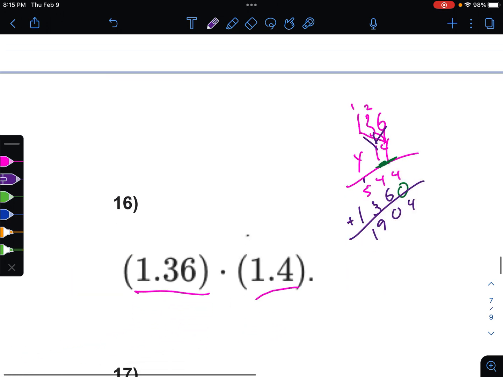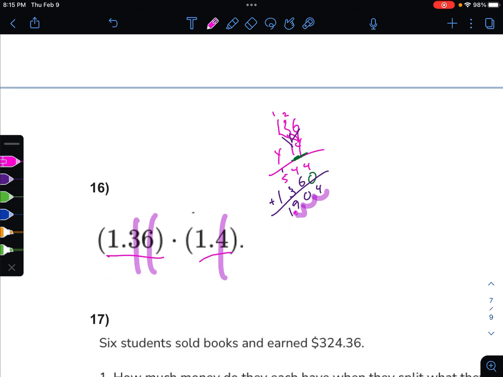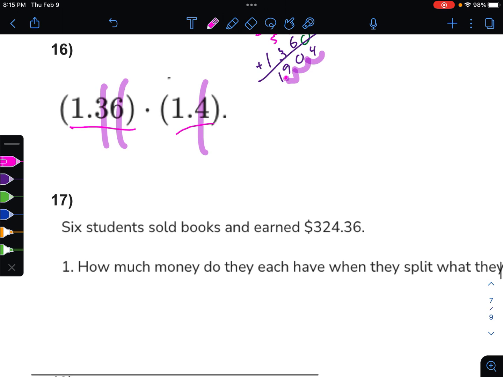Let me go check my decimal places. I got 1, 2, 3. It's got to move 3 places. 1, 2, 3. So it is 1.904. Yay. 6 students sold books, and they earned this much money.